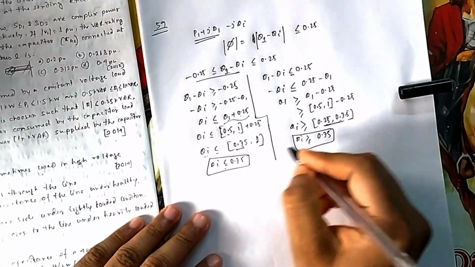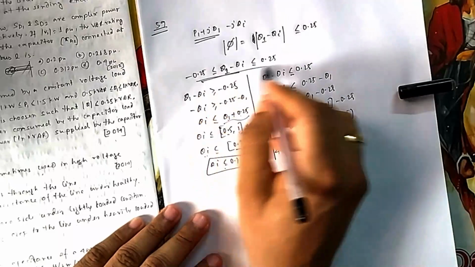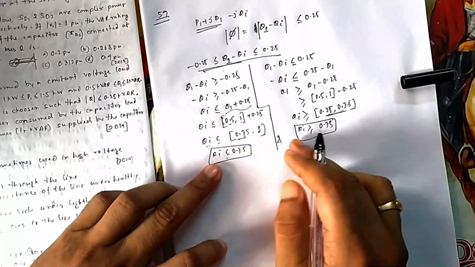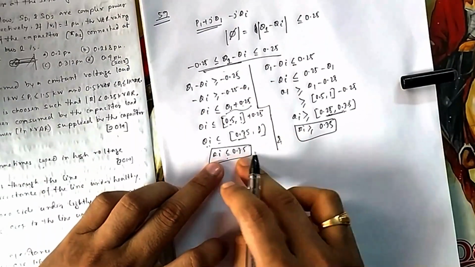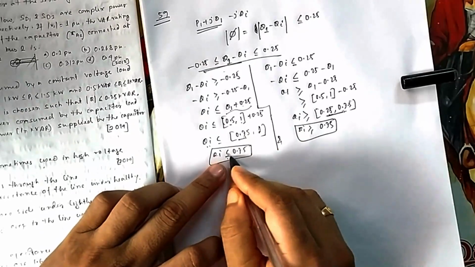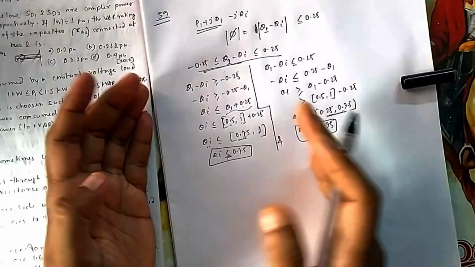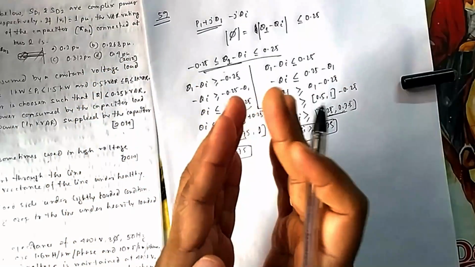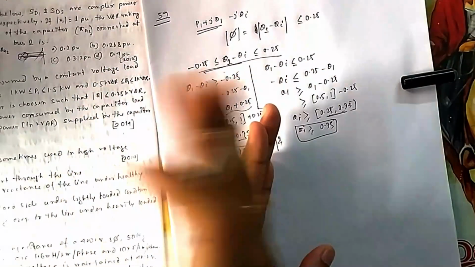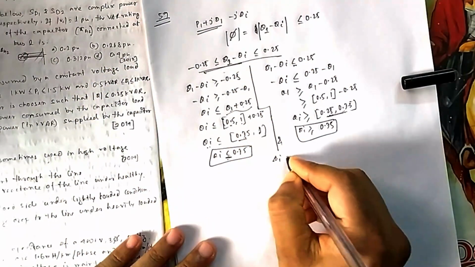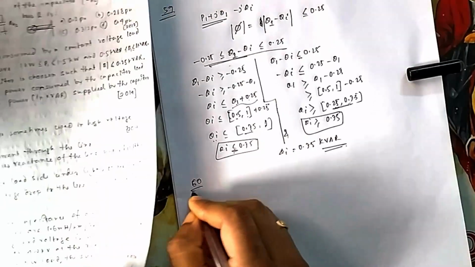So one is giving this, and both these should be satisfied, because this is the condition. What value of Qi can you have which satisfies both? Only one. One is saying less than or equal to, the other is saying greater than or equal to. So the only conclusion is that it can be equal to, so that both are satisfied. So Qi is equal to 0.75, that's all. So this is your answer.